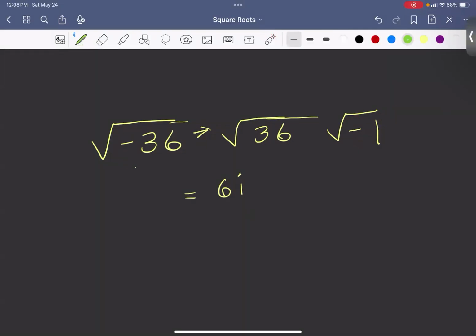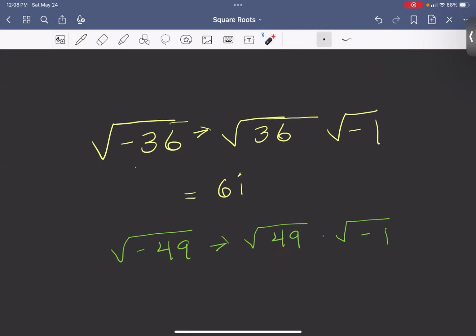If I were to do the same thing for the square root of negative 49, it's a similar process. I'm going to multiply the square root of positive 49 times the square root of negative 1. The square root of 49 is 7. And then to represent the square root of negative 1, I write i.